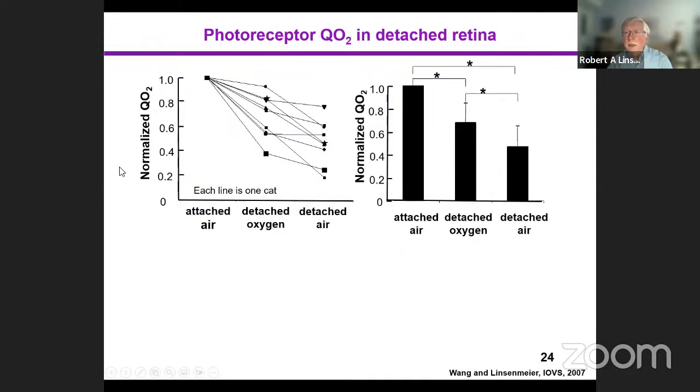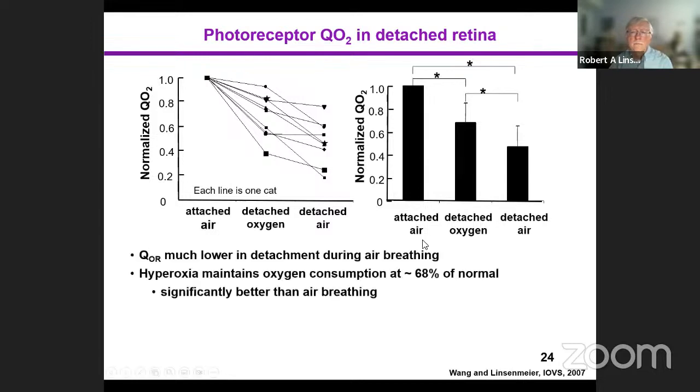If you look at the consumption that you can measure from these profiles, and again call the normal oxygen consumption 100%, when the animal is breathing air, the detached retina has a much smaller oxygen consumption. But if you give it oxygen to breathe during the detachment, you can help the oxygen utilization of the retina quite a bit. It varies with the detachment height and for other reasons that we don't necessarily know, but hyperoxia always helps.